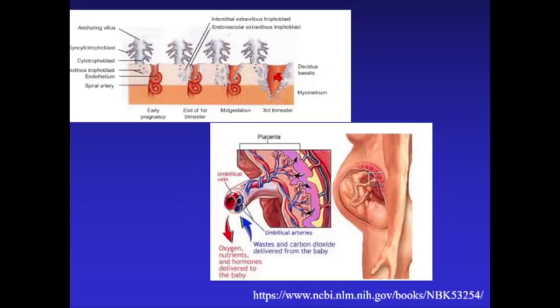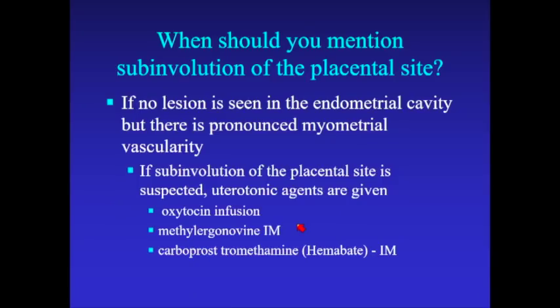And it makes sense that if you just lop off the placenta here, you might have some abnormal bleeding. And again, we need this for the placental circulation. So when should you mention subinvolution of the placental site? Well, if you see this abnormal vascularity in the myometrium and you don't see a mass in the endometrial cavity.